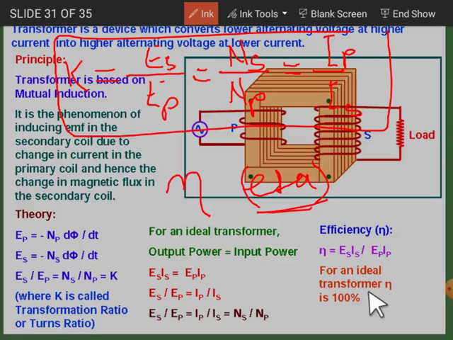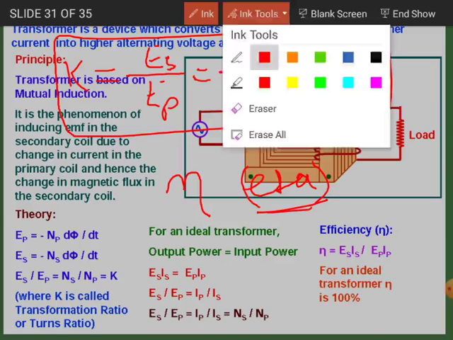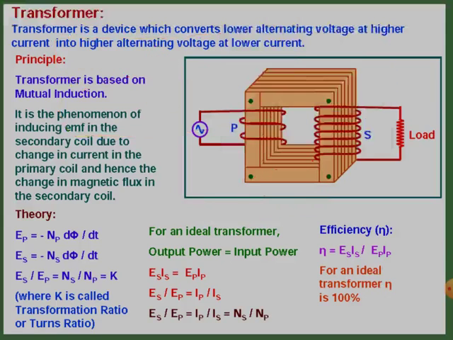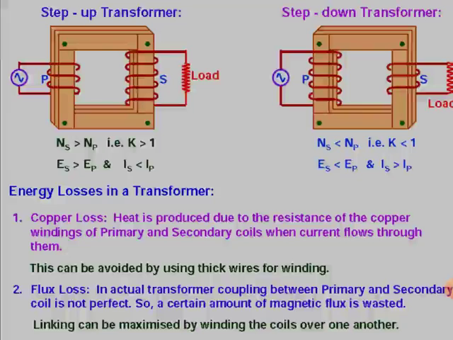So let's see once more about the step up transformer and the step down transformer, whatever I have told you, it will all come up again here. The first one is the step up transformer, and the second one is the step down transformer. As I told you, in the step up transformer, the number of turns in the secondary coil will be more than that of the primary coil, right? NS is greater than NP, so K is greater than 1. So this will be your step up transformer.